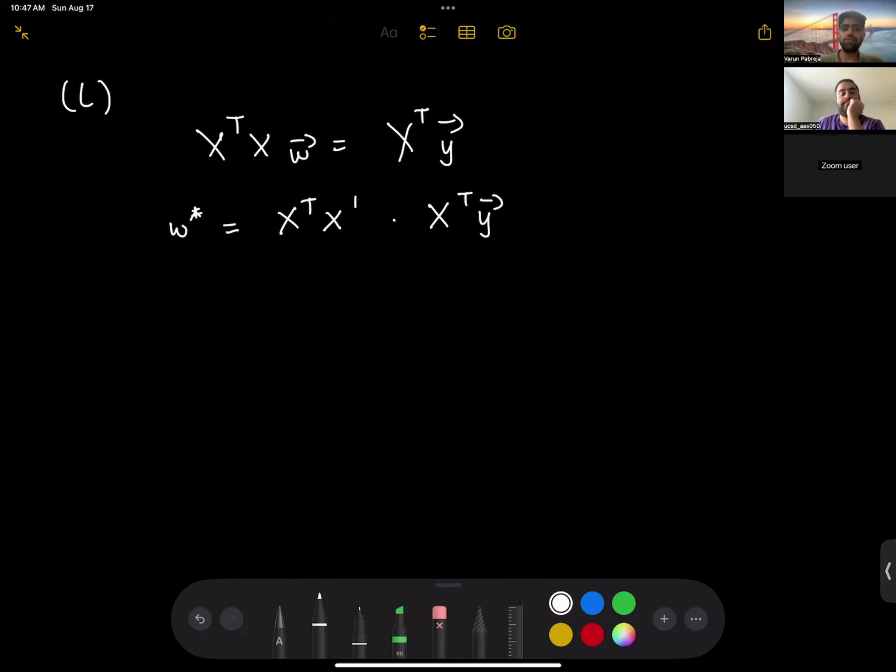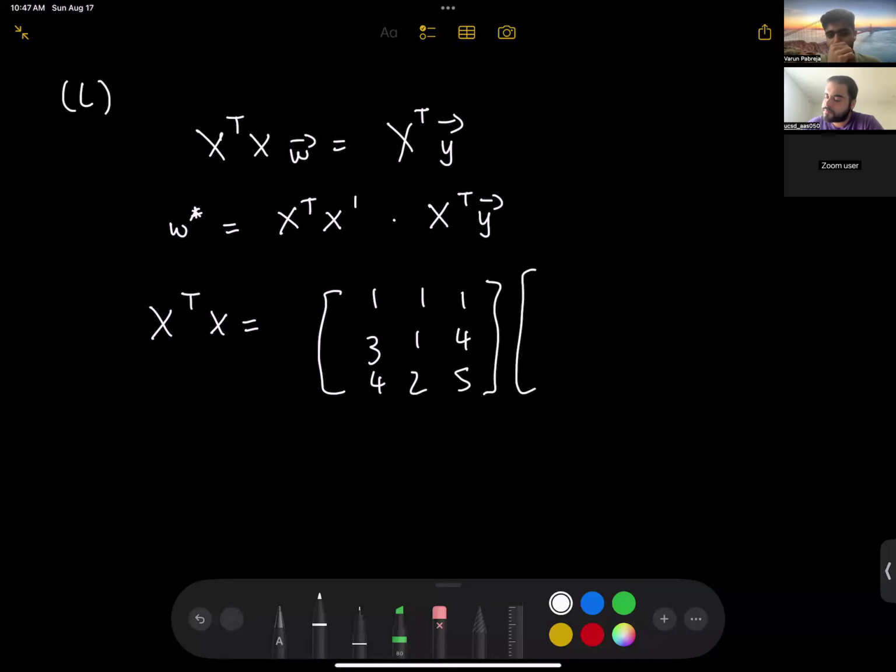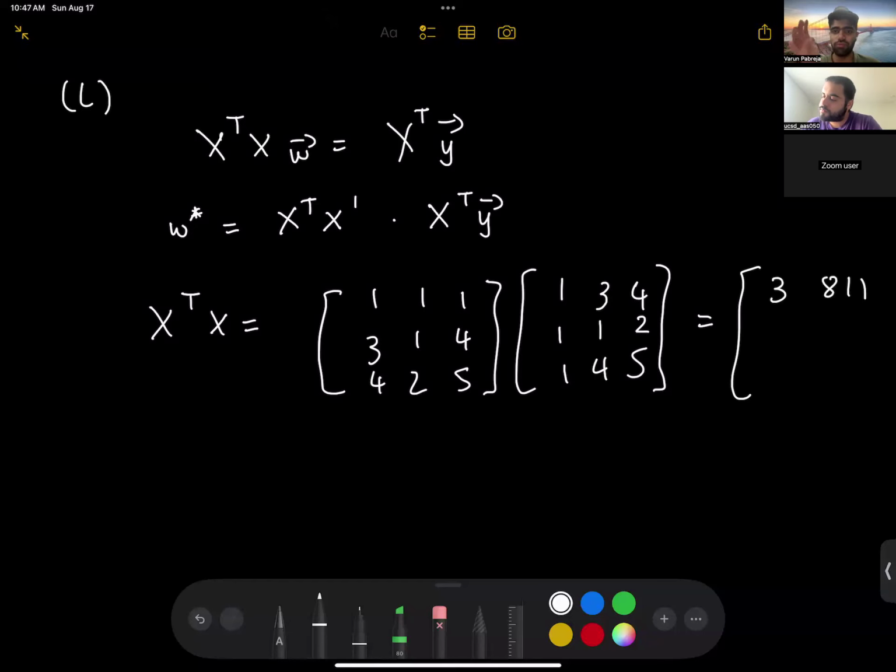And the matrix X transpose X that we have is 1 3 4, 1 1 2, and 1 4 5 times the original matrix X that we had, which was 1 1 1, 3 1 4, and 4 2 5. And this gives us 3, 8, 11, 8, 26, 34, and 11, 34, 45.